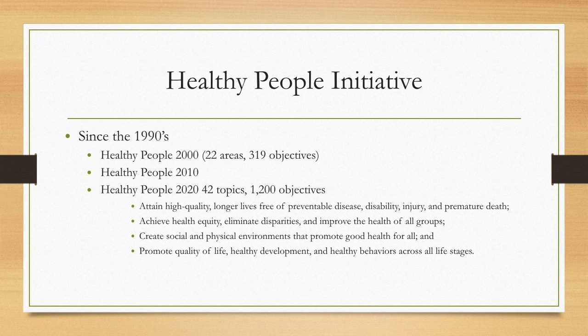And so now we're on the third iteration, or Healthy People 2020. And with that, we have a few dozen topics as well as thousands of objectives that we're working towards as a country. And that comes down from the federal government, and different departments and organizations take those objectives and work to implement them in their communities. And so I've listed here some of the overarching goals from Healthy People 2020 that will give you a better idea of what we're trying to work towards.